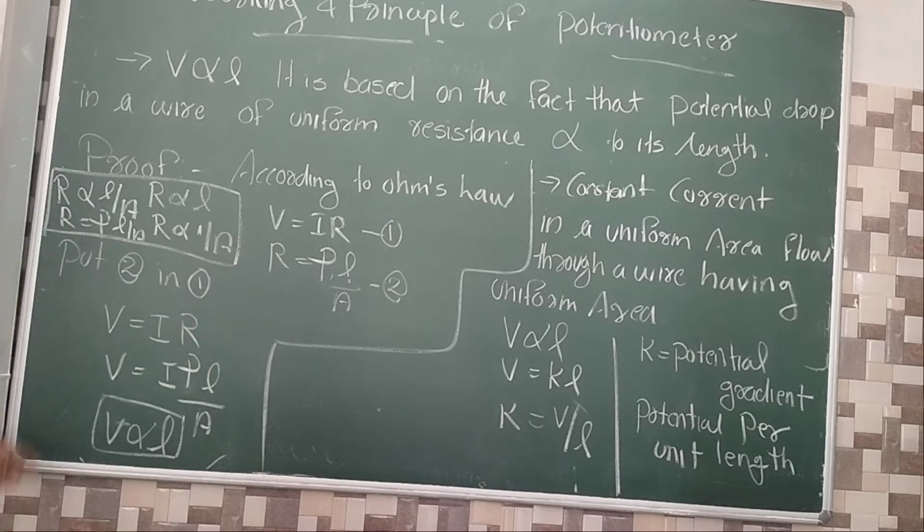Okay, I am putting equation number 2 in equation number 1. What is equation number 1? V equal to IR. What is the R value? Rho L by A. I am putting rho L by A here. Listen here. I is a constant here because the driver circuit is providing a steady constant current. Am I right? That is the output of the primary circuit. So current is a constant.